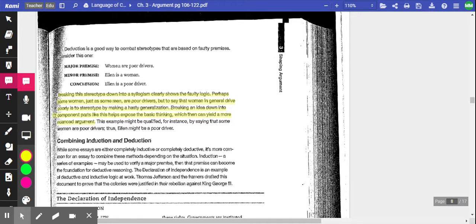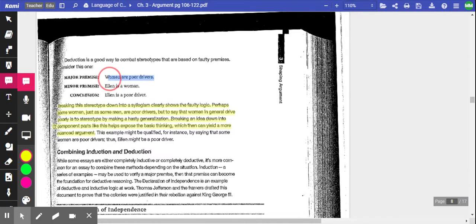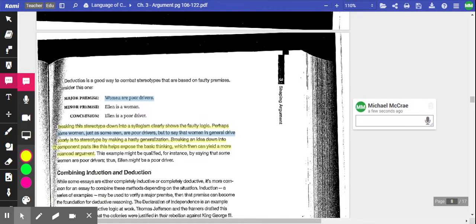Breaking an idea down into component parts like this helps expose the basic thinking, which can then yield a more nuanced argument. So again, when we think about if any part, whether it's the major or minor premise, normally it's the major premise, if it's faulty in any way, if it's a generalization, if it could be questioned, if it could be challenged, if it's based off an assumption, then the entire thing is going to fall apart.